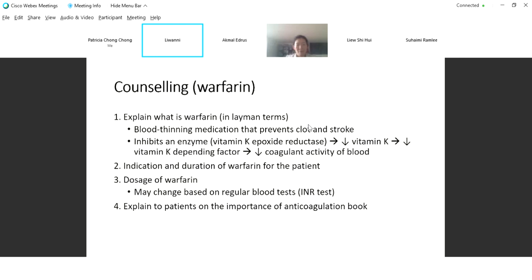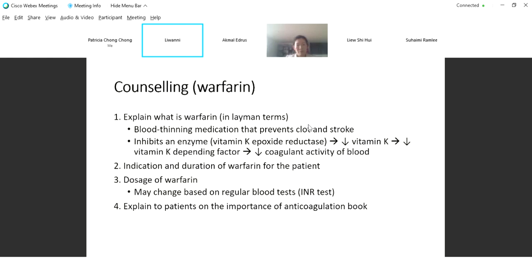And then next one I will talk about counseling for patients who are on warfarin therapy. So first of all, we have to explain to the patients what warfarin is. Basically, it is a blood thinning medication that prevents blood clots and can further prevent occurrence of a stroke. How warfarin works is that it inhibits an enzyme, the specific name is vitamin K epoxide reductase, which will then decrease vitamin K, and then it will decrease vitamin K dependent clotting factors, therefore will decrease coagulant activity, and then it will cause the blood thinning effect.